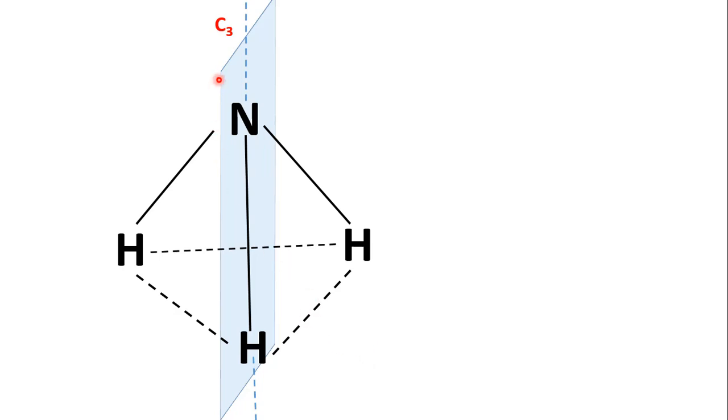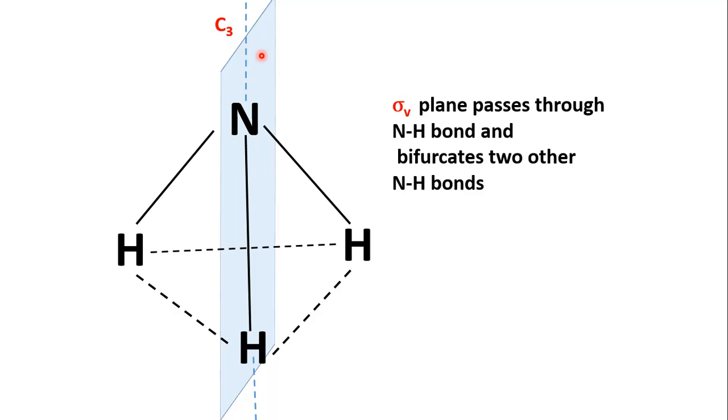Now you look at the plane and the principal axis. The plane contains the principal axis. Since it contains the principal axis, this is a vertical plane of symmetry. And it passes through the NH bond, and bifurcates the two other NH bonds. It bifurcates this NH bond and this NH bond.